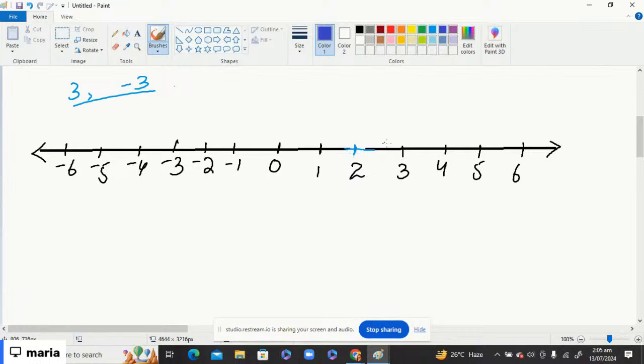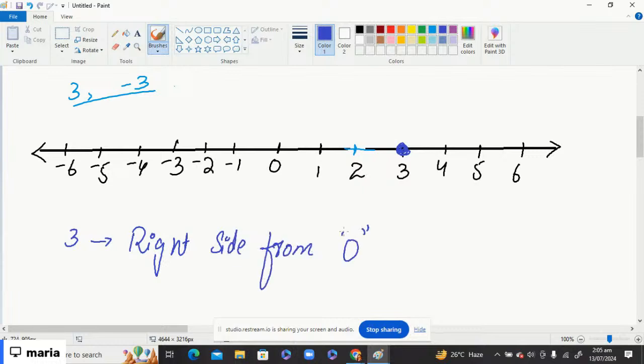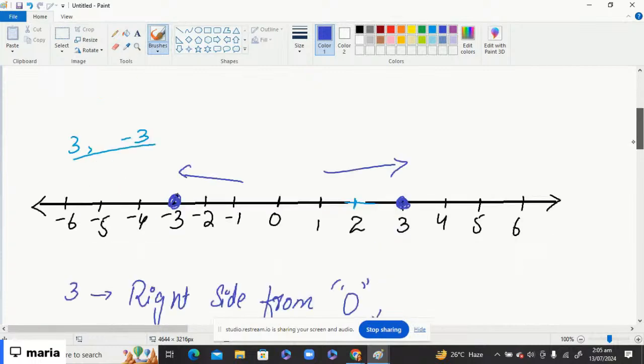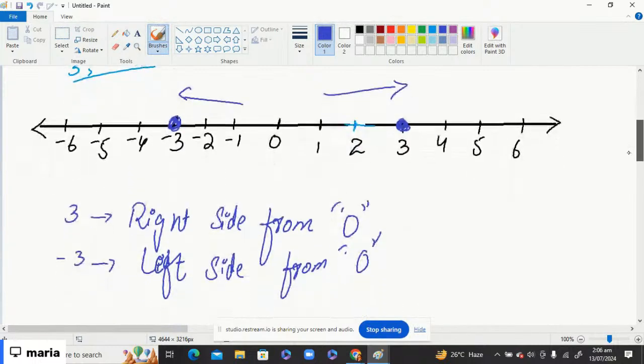So when you are going to mark it, look here, I'm going to mark positive 3 which lies on the right side from the 0. And where is the negative 3? Negative 3 lies on the left side from 0. Got it? This is the left side from the 0 and that is the right side from the 0. So this is basically the number line, and here are some integers we mark this way.